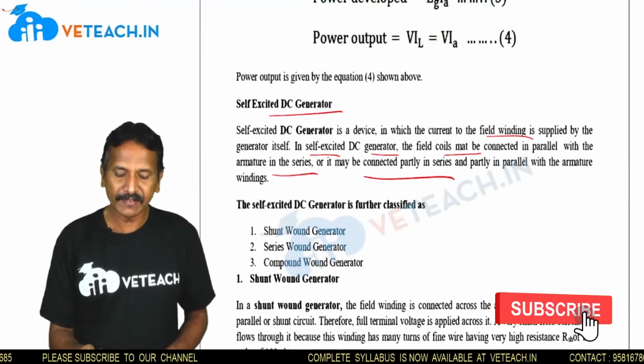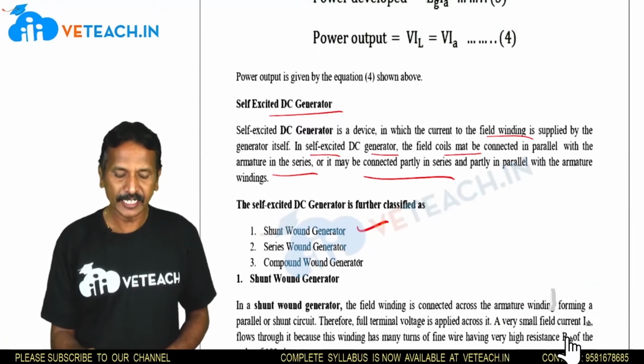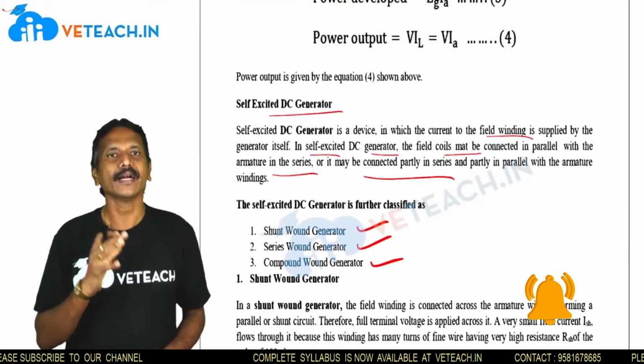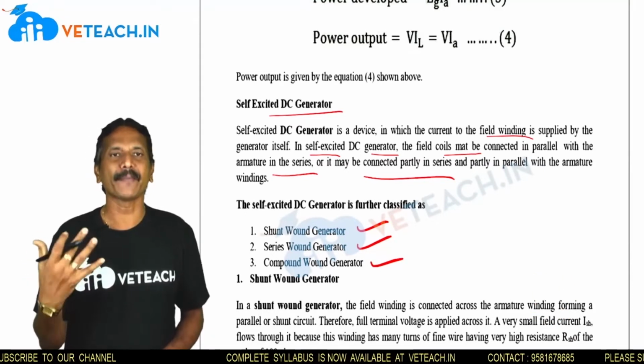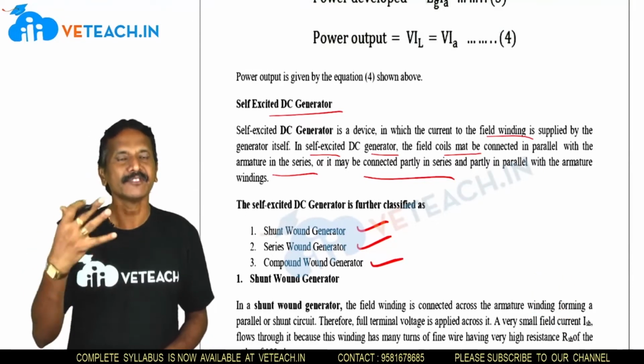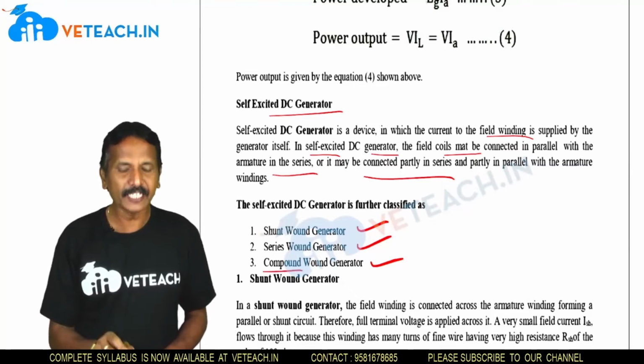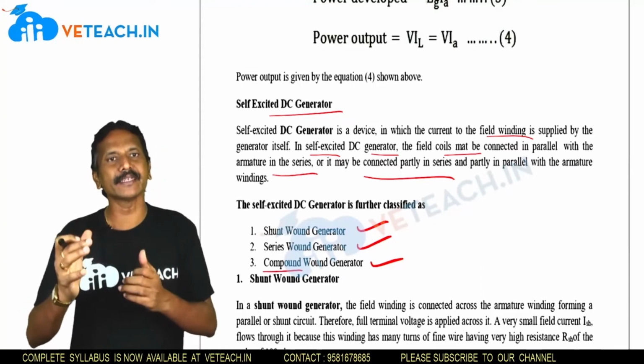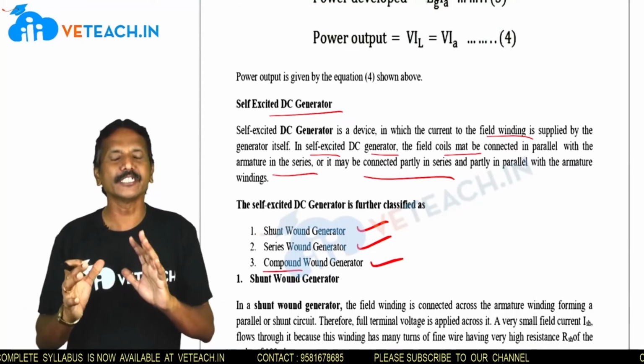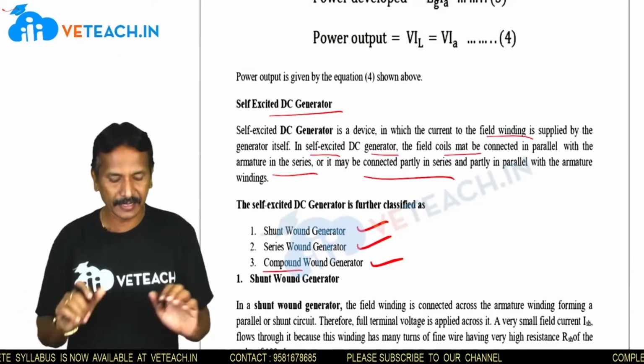These are again divided into three types: shunt, series and compound. The other name of shunt is a parallel connection, then series connection, and compound is nothing but a combination of series and parallel.